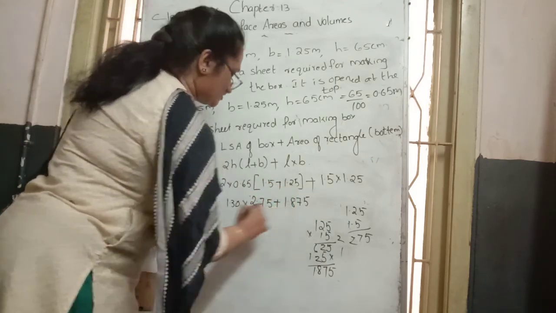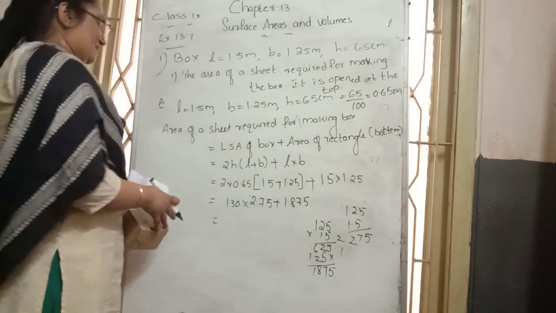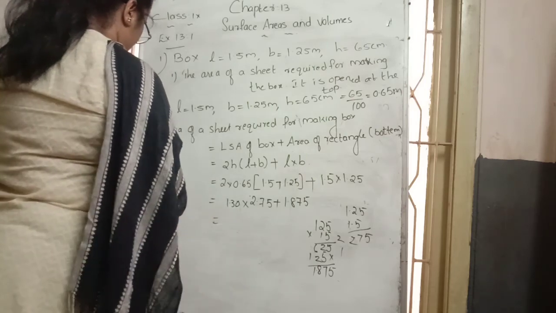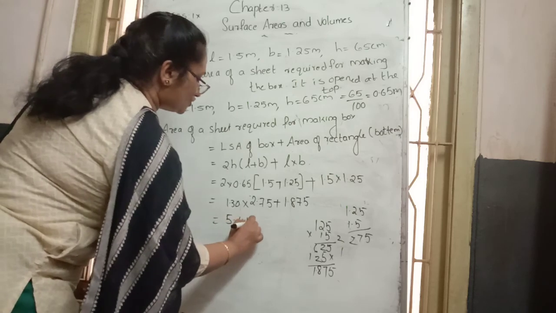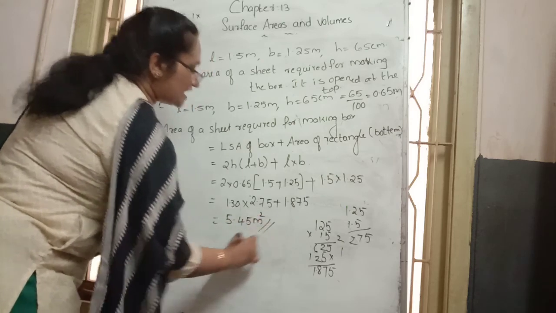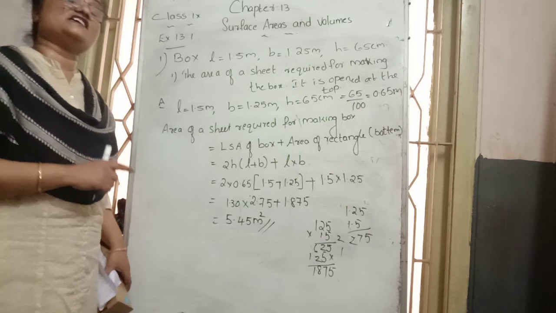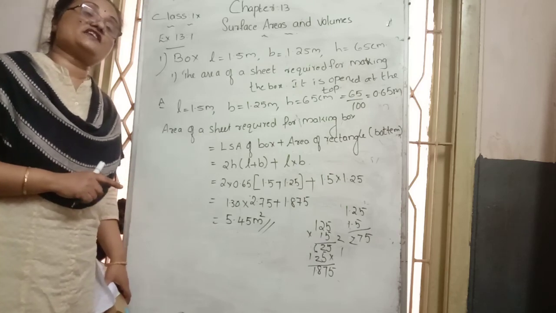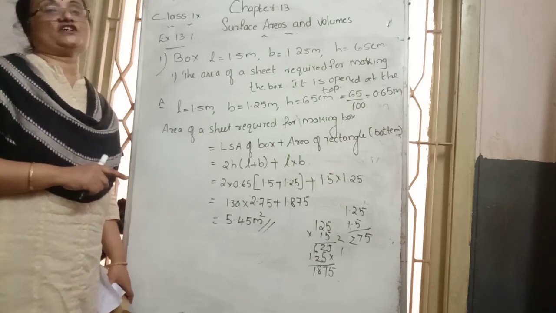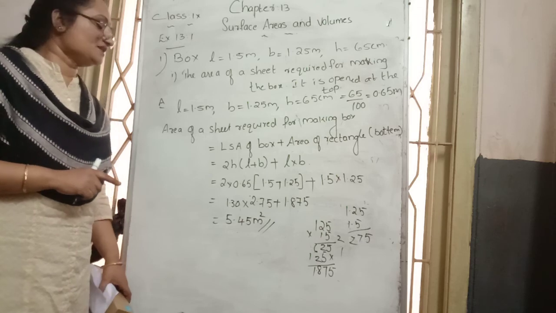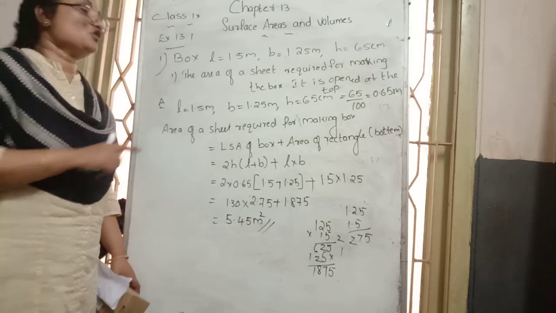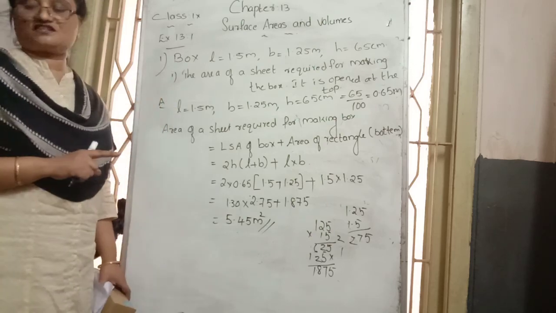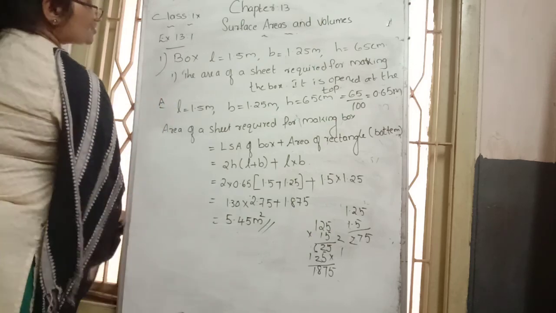All these values adding, area becomes how much? 5.45 and the unit is meter only. But here it is area, the unit of area, how do we represent it? As a square unit. So meter square becomes the area of the sheet required for making the box. In this way the first part we are solving.